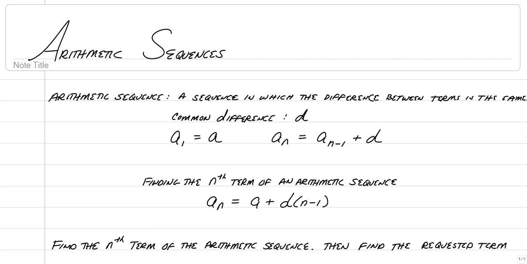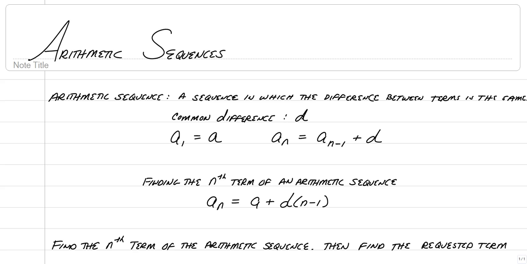A sequence in which the difference between terms is the same is what an arithmetic sequence is. That difference is known as D, which represents the common difference. Formula-wise, A1 is the same as A, so they're interchangeable. You can say A or you can say A1, no difference.